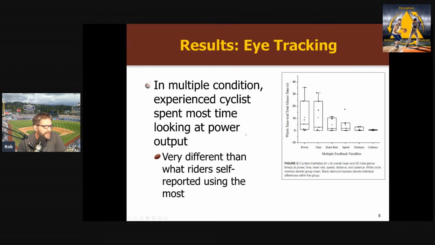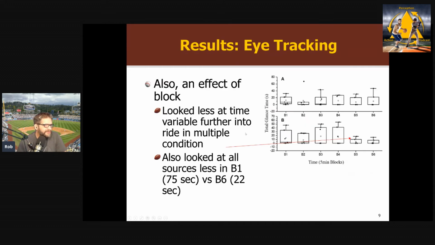The other thing they found was if you break the task into blocks, right? So here's the 30-minute time trial. You break it into 6 5-minute blocks. For some of the variables, right? This one, I think the bottom one is the power output. Maybe this is the time output on the bottom. What you can see is that they're looking at it a bit less as it goes down, especially right at the end. They're barely looking at it at all, right? They've almost stopped looking at it in the last 10 minutes of the ride, right?